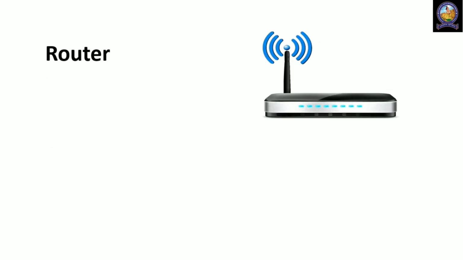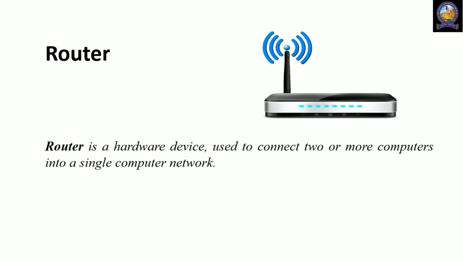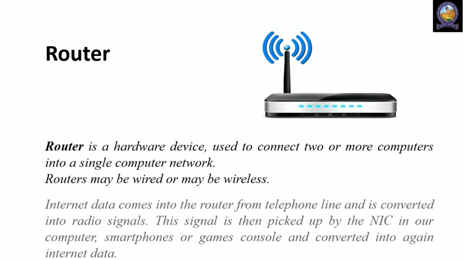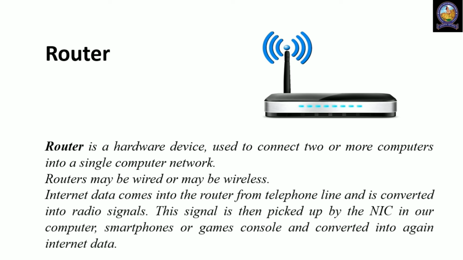Router. Router is a hardware device used to connect two or more computers into a single computer network. Router may be wired or may be wireless. Internet data comes into the router from the telephone line and it is converted into radio signals. This signal is then picked up by the NIC in our computers, smartphones or gaming consoles and converted again into internet data.